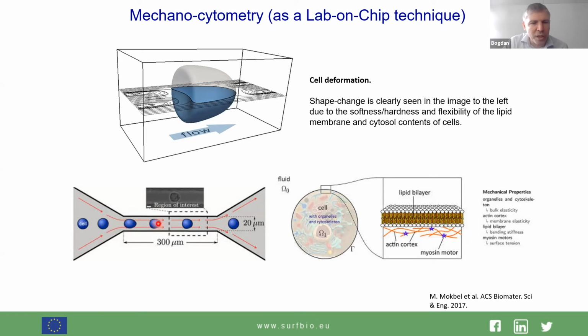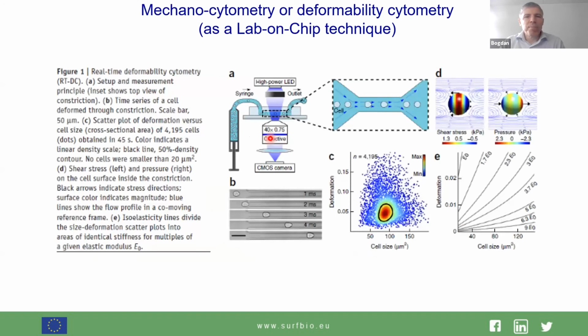Circular cells, but once they are dragged in this smaller area constriction, then they deform, and the circularity deviation will provide information about mechanical properties of cells. And cells do deform because their lipid membrane is largely mobile and very flexible. Implementation of mechanocytometry took place in a microfluidic setup.